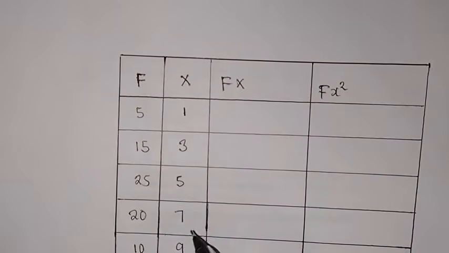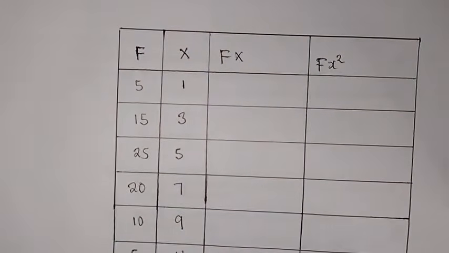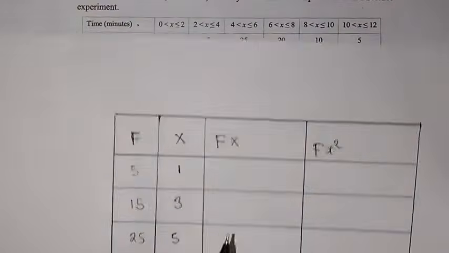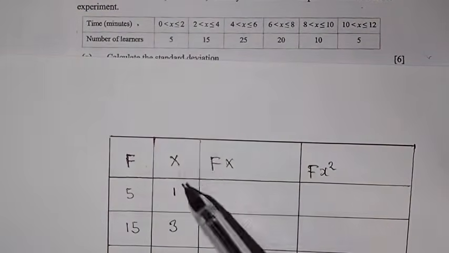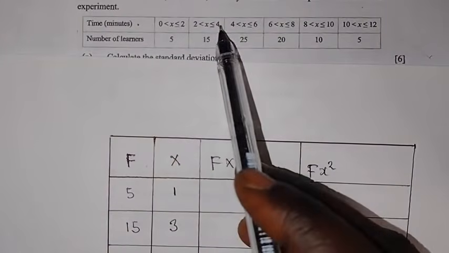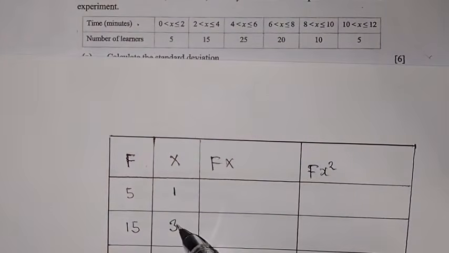Here we have a 5, we have a 7, we have a 9, then lastly, we have 11. So these are the midpoints. So where are we getting them? We are adding 0 plus 2, it's a 2. 2 divided by 2, this is the 1. 2 plus 4, it's a 6. 6 divided by 2, this is the 3.